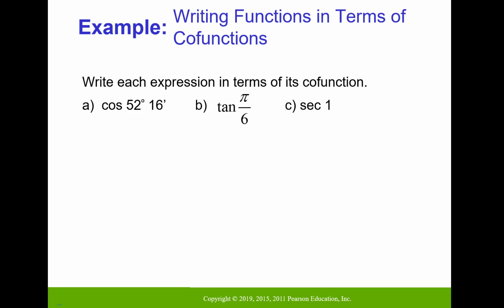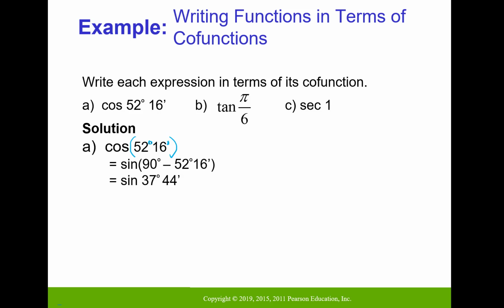So let's try to write some of these functions in terms of their cofunction. So let's start with cosine. Cosine's cofunction is sine. And so this angle is given in degrees, and then the symbol right here is minutes, so degrees and minutes. And so we know that the angles have to be complementary, they have to add up to 90. So we know that this should be in terms of sine, and that the total angles should add up to 90. So to find the missing angle, we just say 90 minus the angle we have to start with. And so if we subtract that, we would end up with 37 degrees 44 minutes.